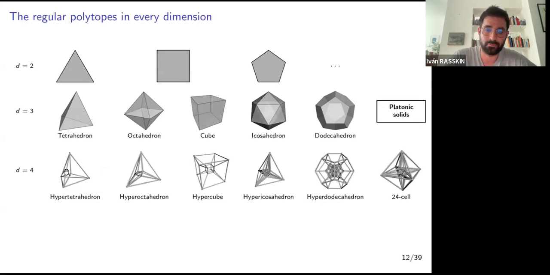We have the generalizations of the previous ones, the hypertetrahedron, hyperoctahedron, up to the hyperdodecahedron. And we also have an extra one, the 24-cell. In dimension 5 and above, it is well known that there are only 3 regular polytopes, the generalizations of the tetrahedron, octahedron, and cube. So this is the complete list of regular polytopes in every dimension.